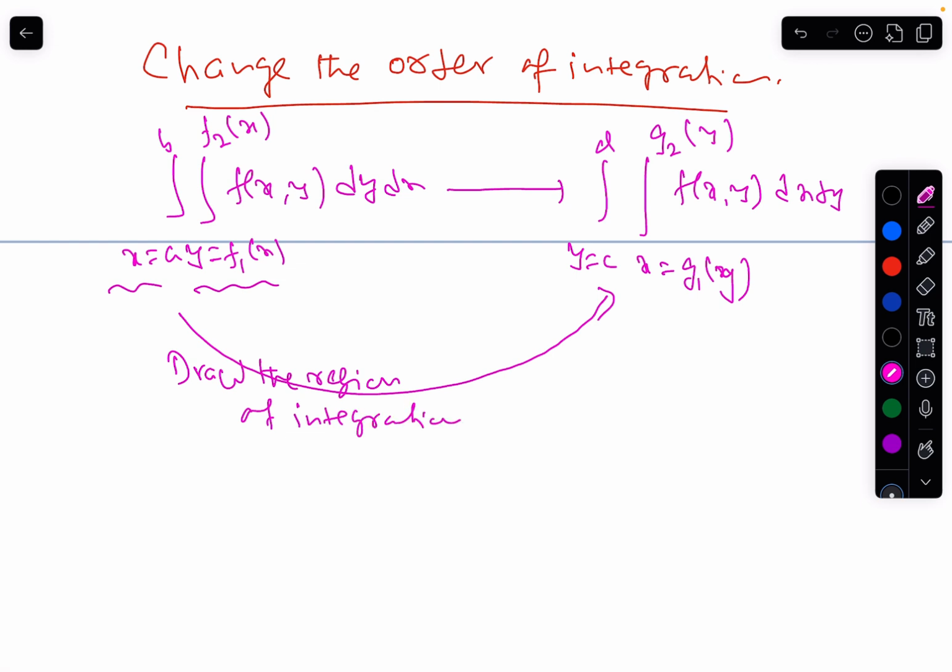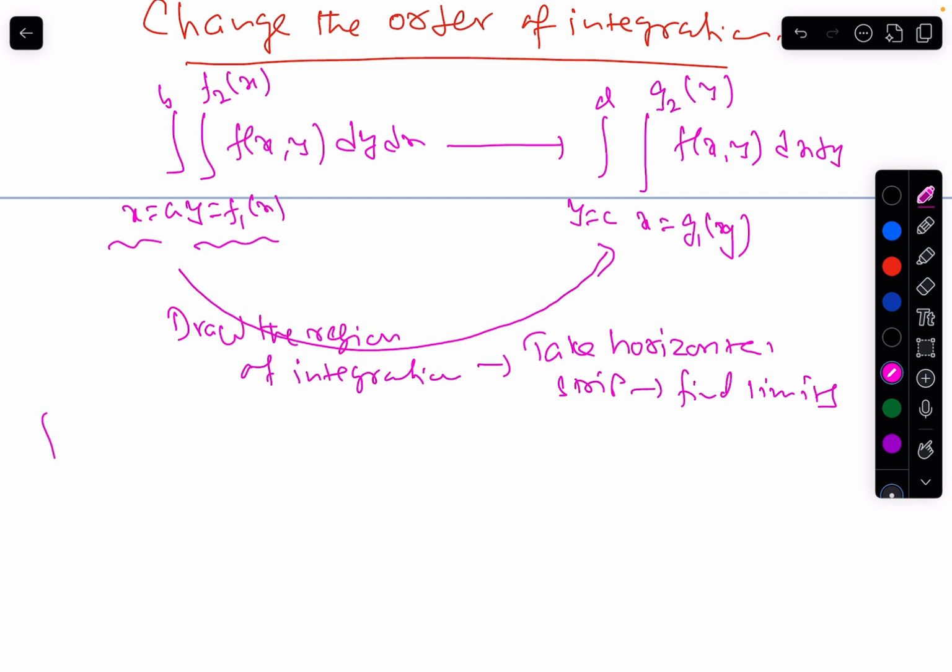Then, if you want to take the first integration with respect to x, then inside take a horizontal strip. And then find limits. And then solve the example. And vice versa. If here first integration is with respect to x and then y, then if we change the order of integration, first integrate with respect to y and then with respect to x.